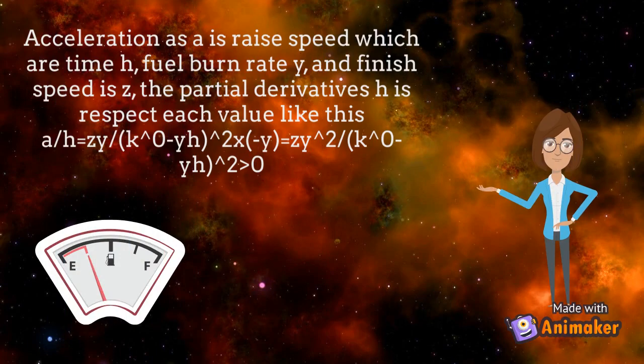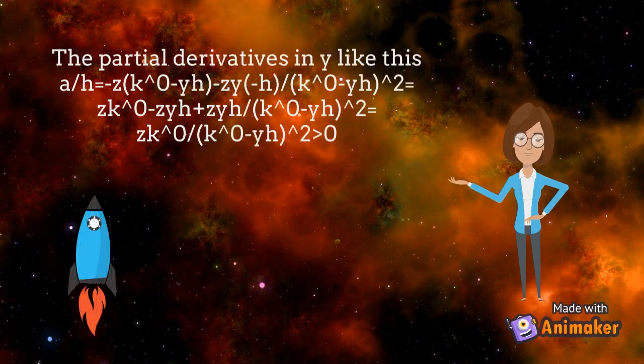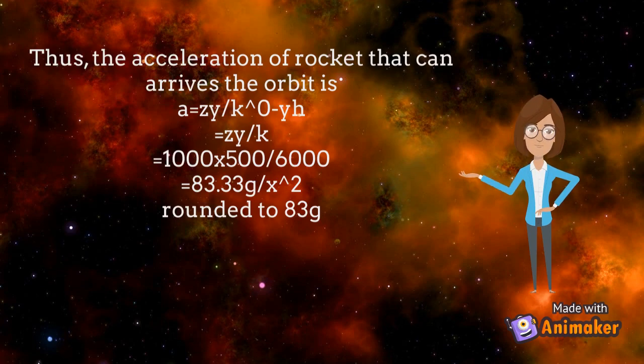Additionally, a is the speed, with time h over rate y and mean speed z. The derivative with respect to h is represented like this: da over dh equal to zy over k0 minus yh squared times negative y, equal to zy squared divided by k0 minus yh, so it is greater than 0. Thus, the differential for the origin of it is a equal to zk divided by k0 minus yh, so we can get the answer, rounded to 83 grams.